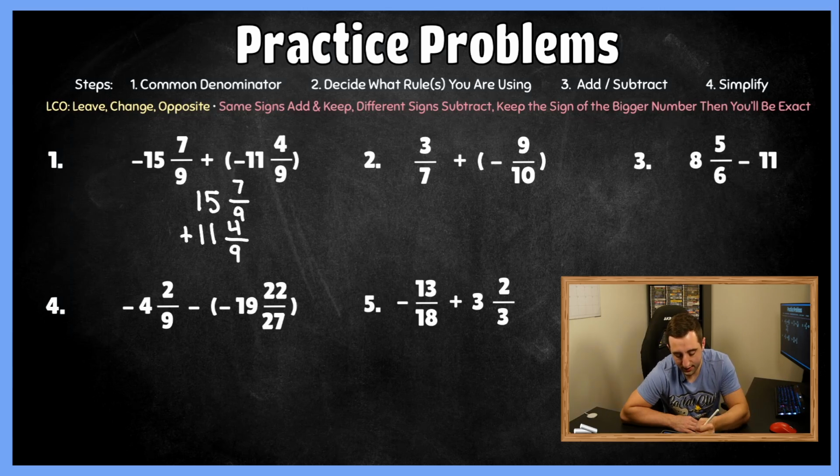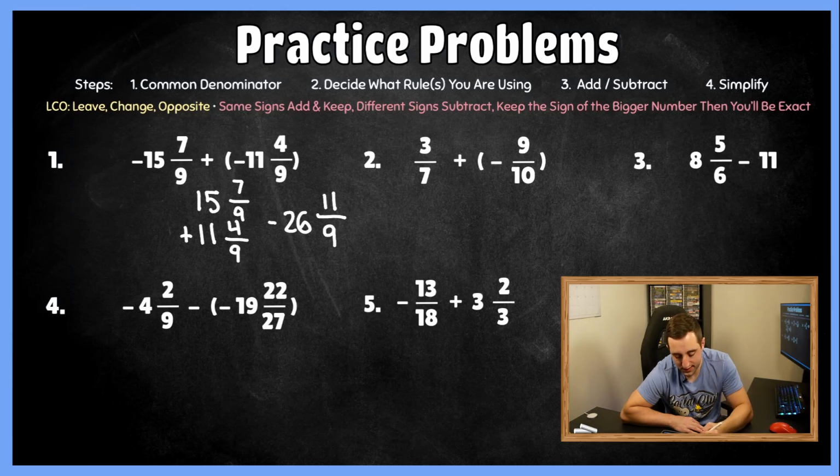So when we go ahead and add these here, well, 7 plus 4 is going to give us 11 in our numerator. 9 is going to stay the exact same. 15 plus 11 is going to give us 26. And we want to make sure, of course, that this is negative. However, I notice we have an improper fraction, so we want to go ahead and correct that.